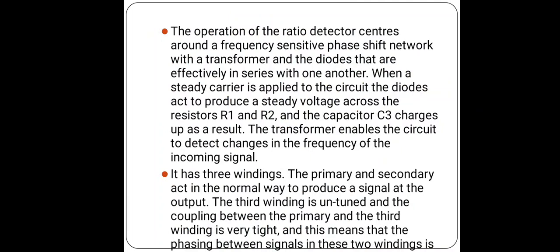When a steady carrier is applied to the circuit, the diodes act to produce a steady voltage across the resistors R1 and R2, and the capacitor C3 charges up as a result. The transformer enables the circuit to detect changes in the frequency of incoming signals. It has three windings: primary, secondary, and a tertiary winding to produce the signal at the output. The third winding is untuned and the coupling between the primary and the third winding is very tight, and this means that the phase between the signals in these two windings is fixed.